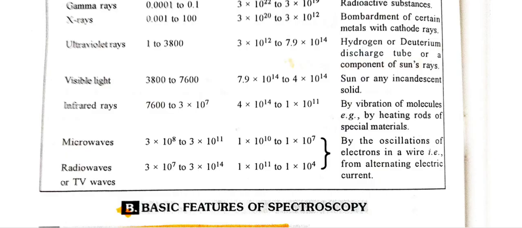Infrared rays 7600 to 3 × 10^7, 4 × 10^14 to 1 × 10^11, by vibration of molecules, by heating rods of special materials. Microwave 3 × 10^8 to 3 × 10^11, 1 × 10^10 to 1 × 10^7, by the oscillation of electrons in wire from alternating electric current. Radio waves or TV waves 3 × 10^10, 7 to 14, 1 × 10^11 to 1 × 10^4.